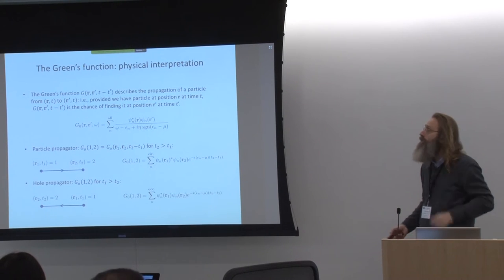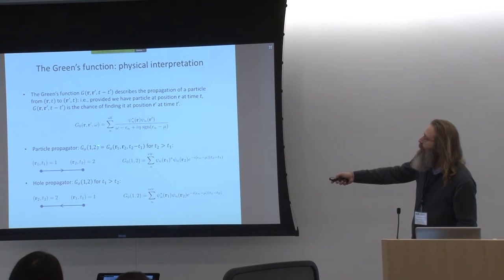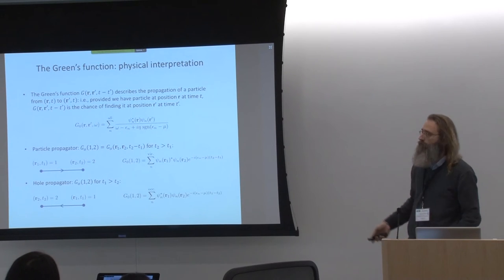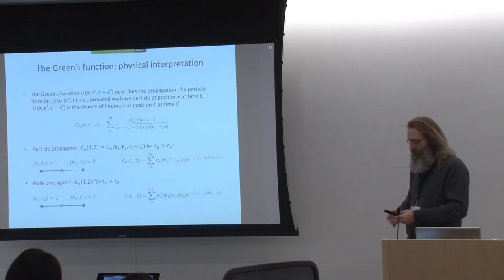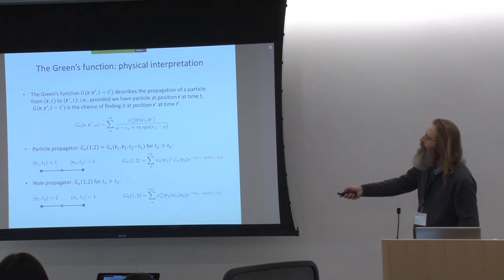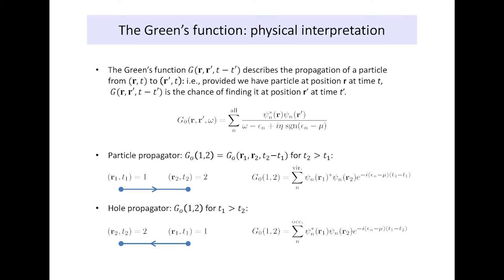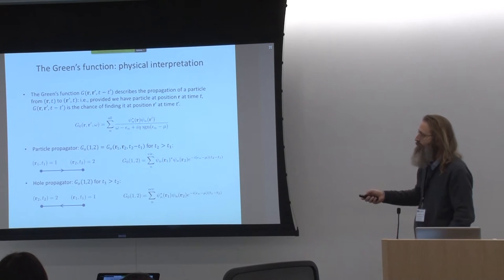And if T2 is larger than T1, we call this a particle propagator, and it describes an electron. And we often write it in terms of diagrams, and I will throw a few diagrams at you and hopefully make a case for the fact that they do elucidate these kinds of theories and do not necessarily only obfuscate things. So we have a point 1 and a point 2, R1, T1, and a propagation from one point to the other in space-time.